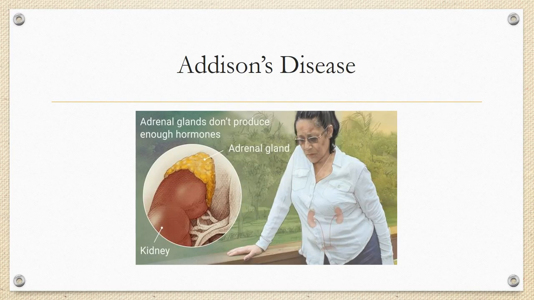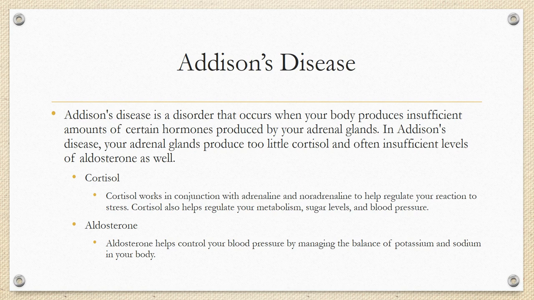All right, so Addison's disease. The picture of this poor lady, who looks like she's having a hard time, shows where the kidneys sit, and the adrenal glands sit on top of those kidneys. Addison's disease is a disorder that occurs when your body produces insufficient amounts of certain hormones produced by your adrenal glands. In Addison's disease, your adrenal glands produce too little cortisol, or often insufficient levels of aldosterone.